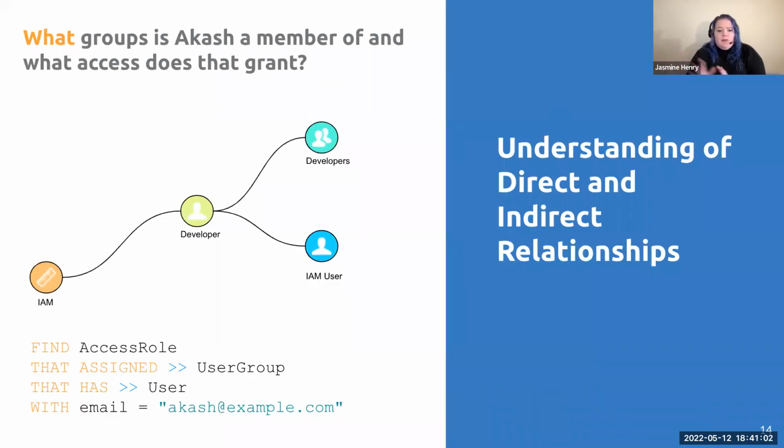And I feel like when you get into direct and indirect relationships is where graphs are genuinely, in my opinion, interesting and valuable. What groups is Akash a member of? And what does that allow him to do? It's almost a question about blast radius, like how much damage can Akash cause? Which is, find access role assigned a user group that has somebody named Akash.